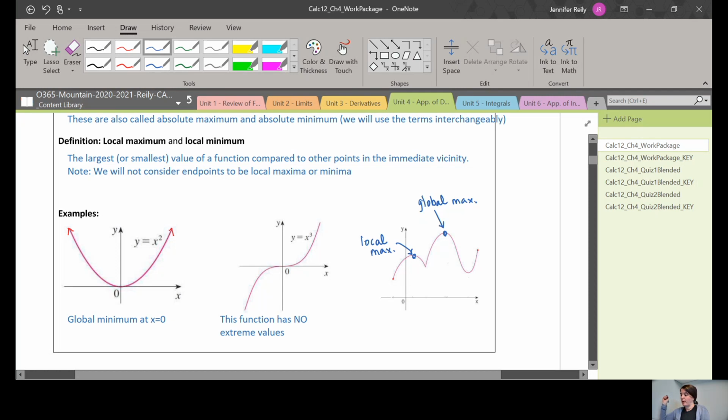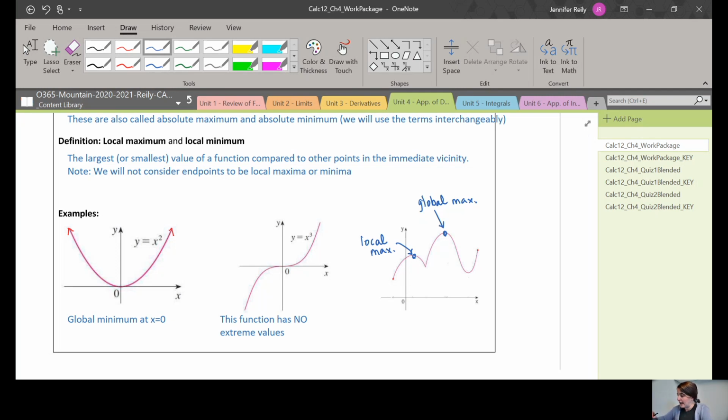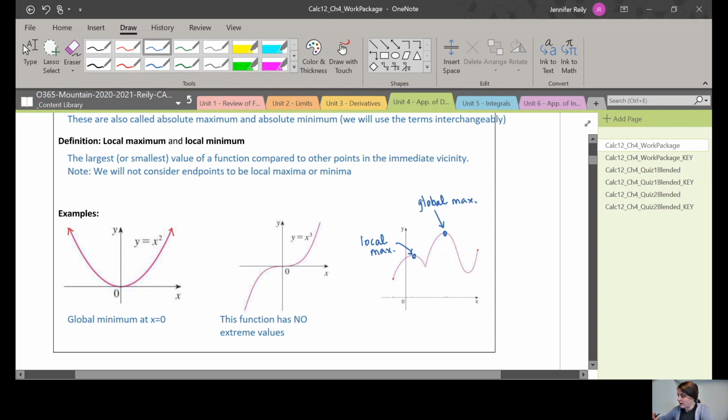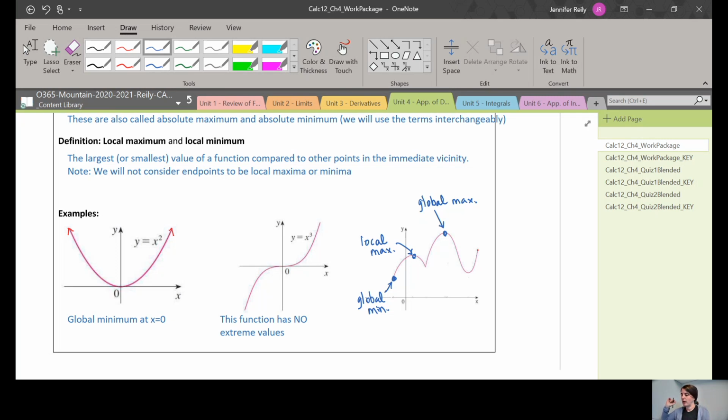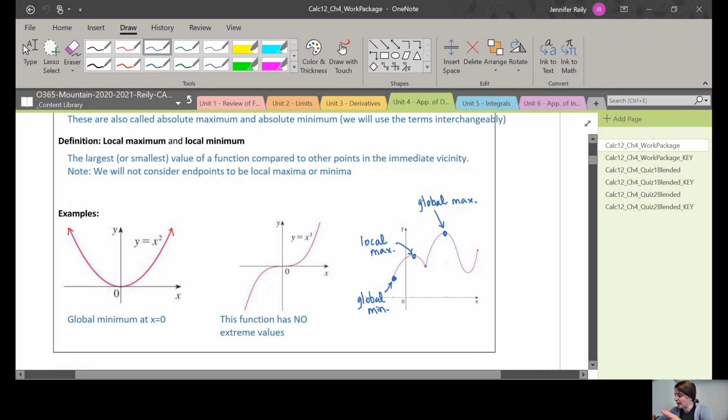Okay, so let's look at the minimum points or the valleys. I see 3 of them. This is actually the lowest point on the graph. So that is a global minimum point. Global minimum points can occur at the endpoints. We just don't consider endpoints to be local minimum or maximum points. This is a local minimum. In the surrounding vicinity or area around that point, there's no other lower point. So that's a local min.